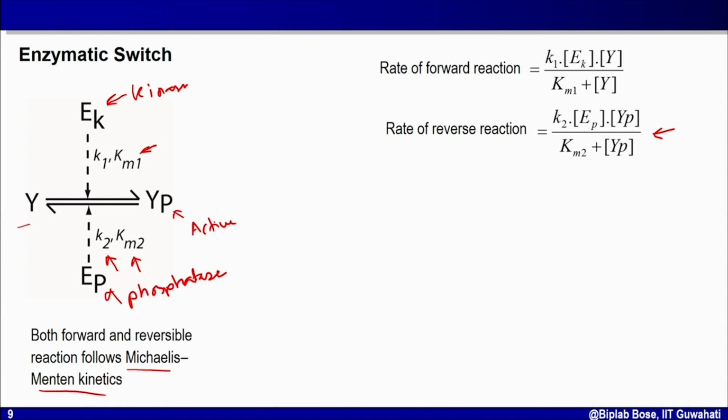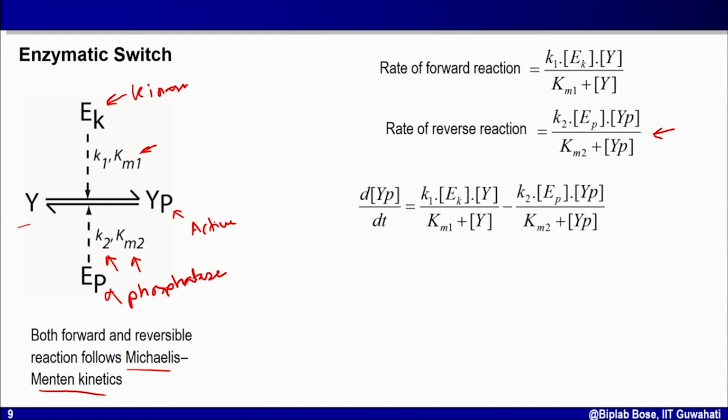Now, if I have to write down dYP/dt, the rate of change of YP, I will club these two and I can get the equation dYP/dt is equal to K1 into Ek into Y divided by Km1 plus Y, minus K2 EP into YP divided by Km2 plus YP. I have taken this one and taken this one and added a minus sign here because this is for the reverse one and the other one is for the forward one.